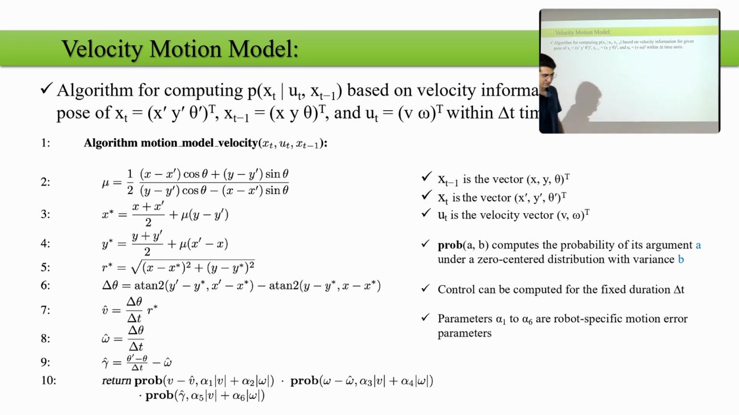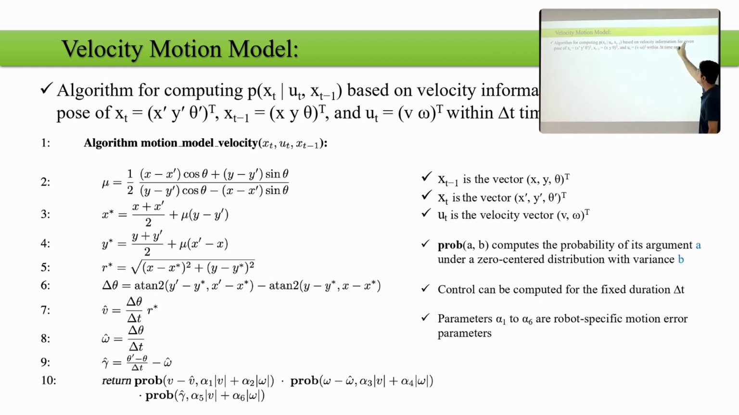Now we want to see the algorithm of what we studied. The algorithm for computing the probability of xt given the previous x and the motion command. So the pose of the robot given the previous pose and the motion command that we run.